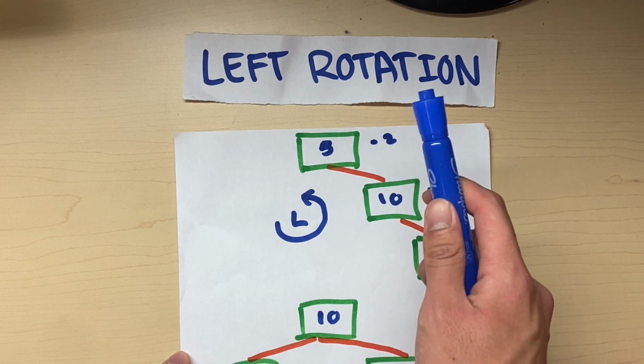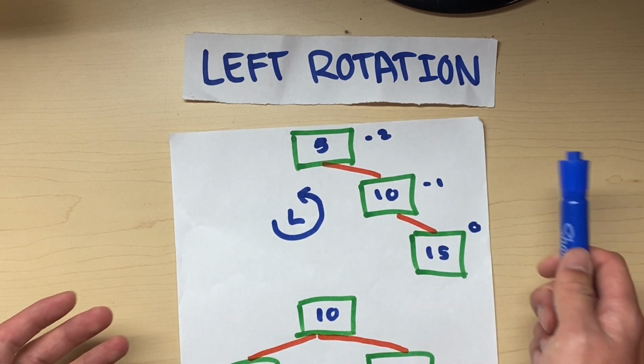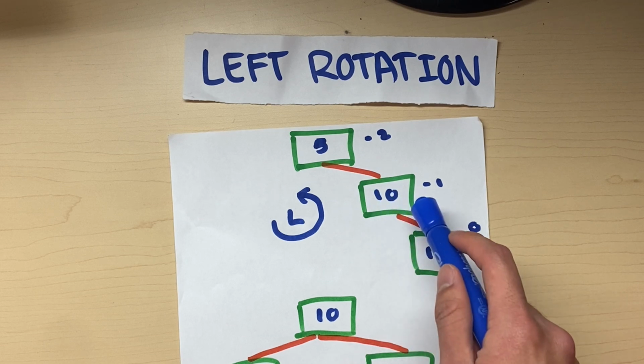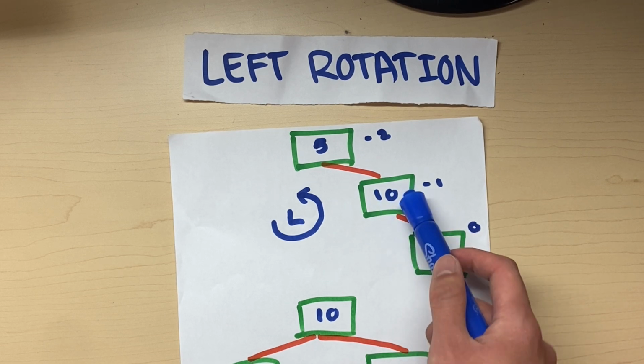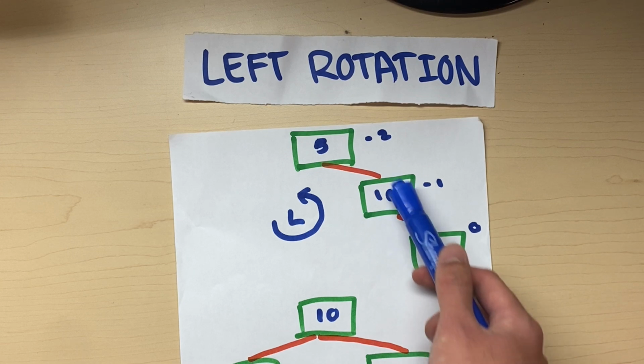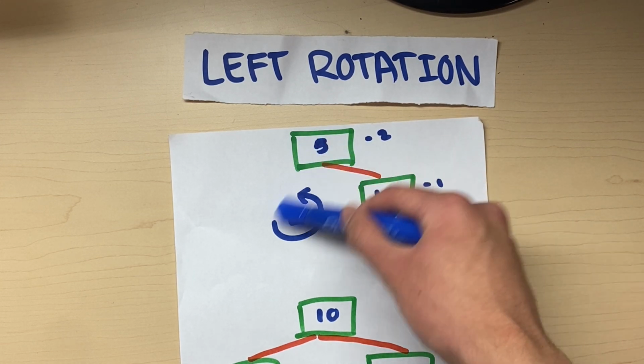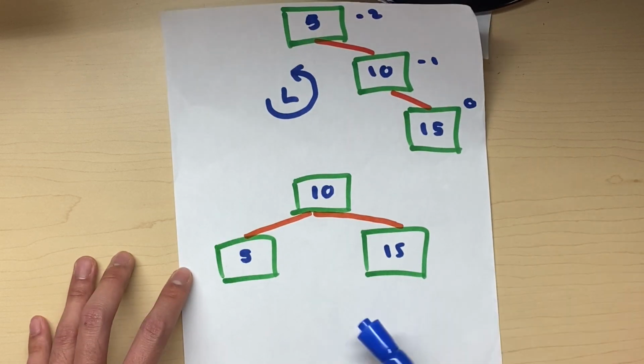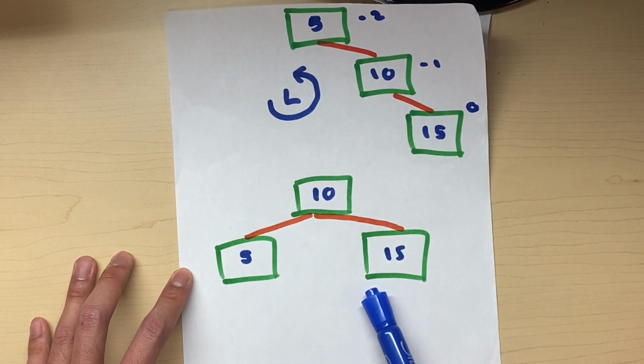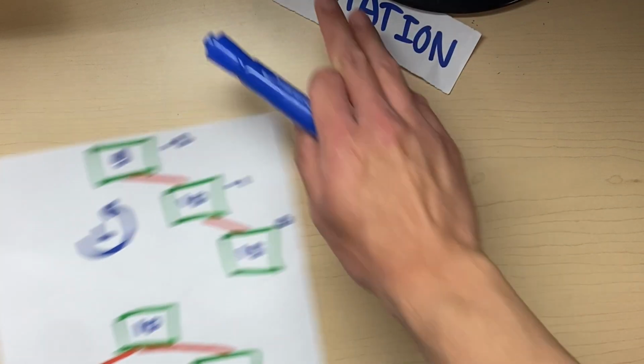So what that means is we have to do a left rotation about node 10. So what we're going to do is rotate node 10 to the left, meaning it takes the place of 5, making it the root, and the root node 5 is brought down. So ultimately, we're going to end up with something like this. And that's going to be our left rotation.